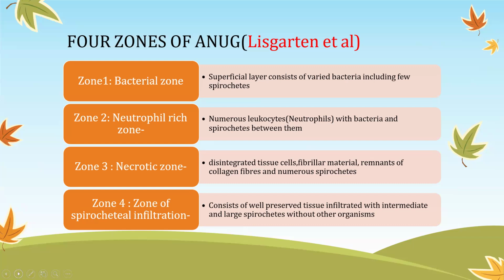Zone 3 is the necrotic zone. There will be disintegrated tissue cells, fibrillar materials, and remnants of collagen fibers, and numerous spirochetes. And zone 4 is the zone of spirochetal infiltration. It consists of well-preserved tissue infiltrated with intermediate and large spirochetes without any other organisms.